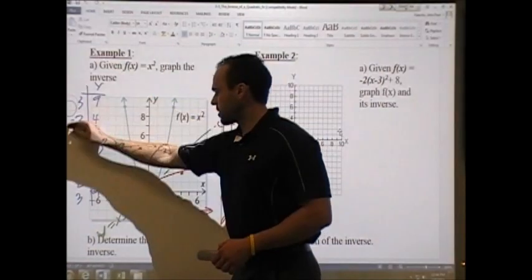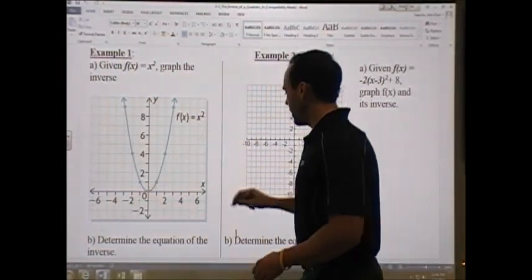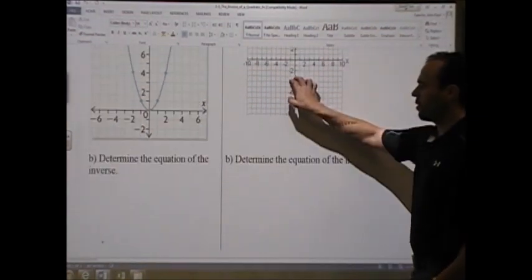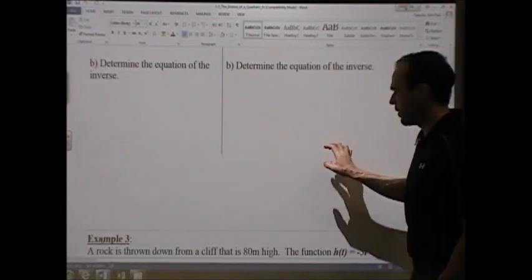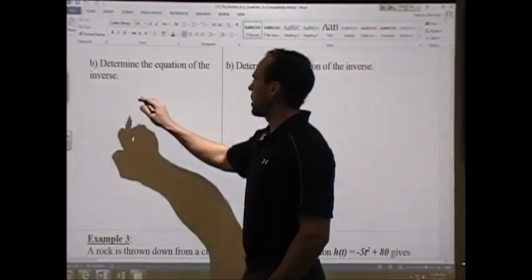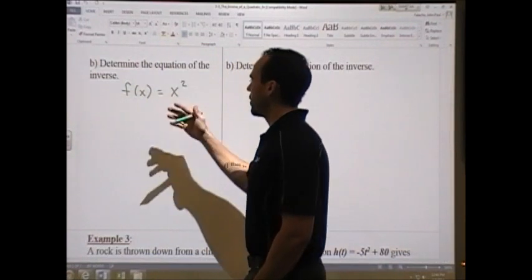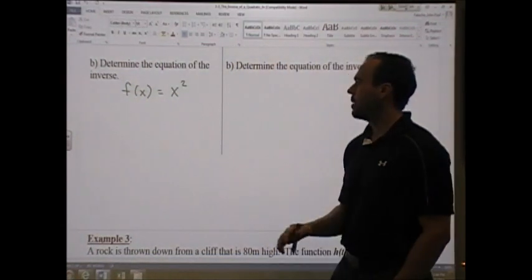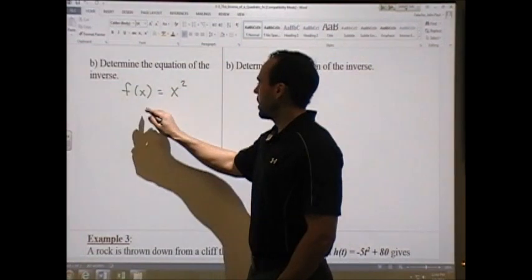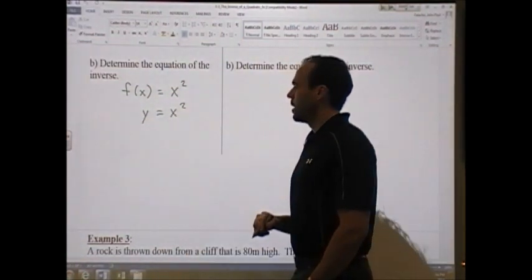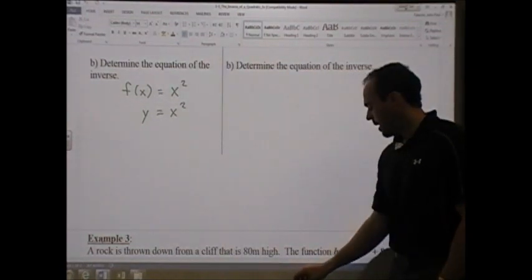Then question B asks us to determine the equation of the inverse. Remember, in order to come up with the equation of the inverse, it must be in vertex form. This is in vertex form. It's the most basic parabola. The first thing I'm going to do is write x's and y's only. Okay? So I have x's and y's only.